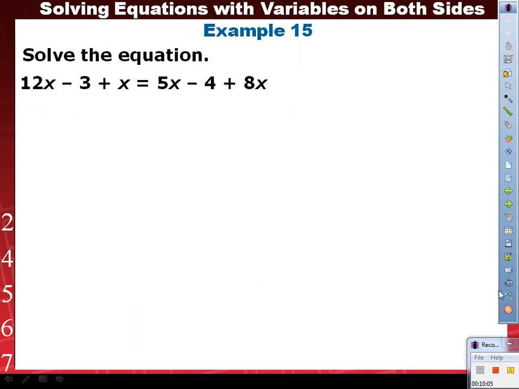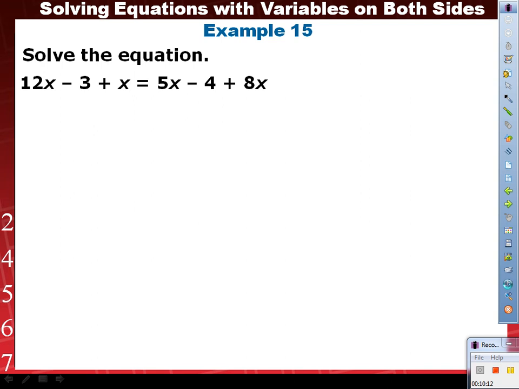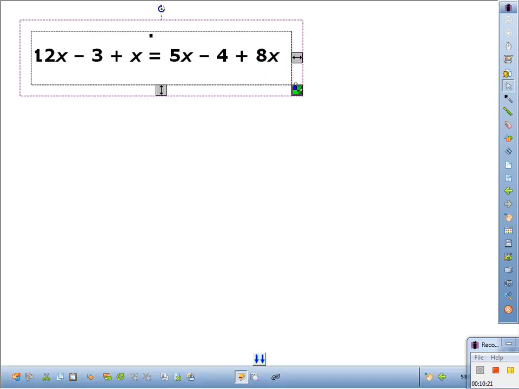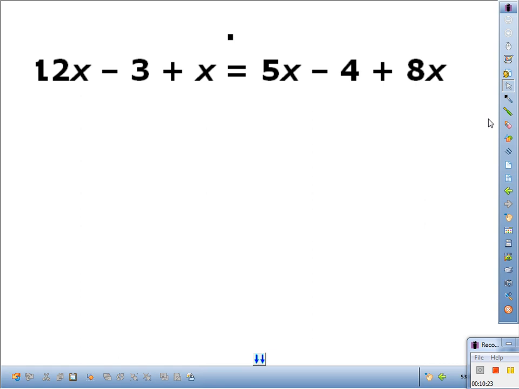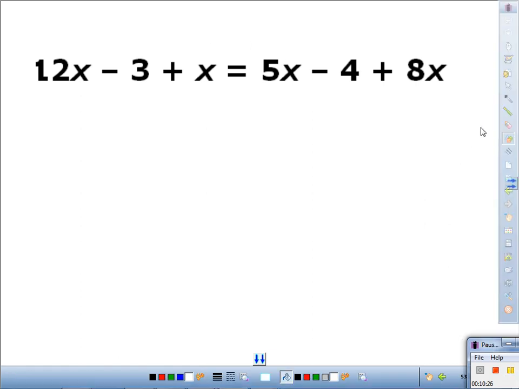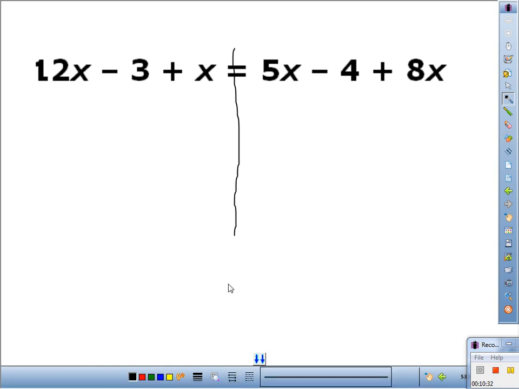All right, copy this next one, please. Example 15. Copy that. All right, let's see. Let me help you out with this one. There you go.